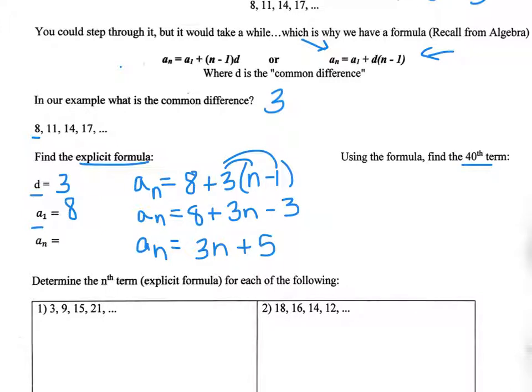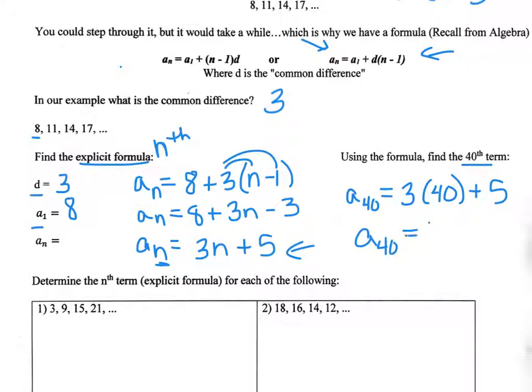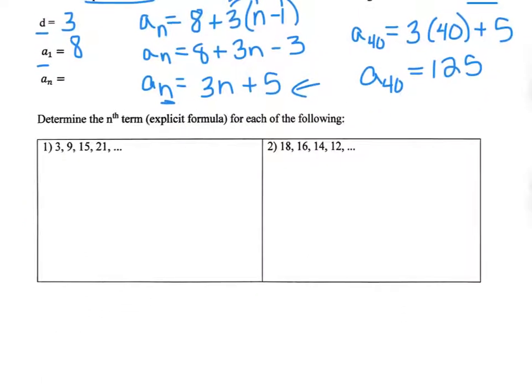What that means is it finds any nth term that I want. Sometimes it says find the nth term. It's not ninth, it's the nth. This is n, so explicit formula. If I use this to find my 40th term, just like we have in the past, 3 times 40 plus 5, just plug it right in. And without having to do the recursive piece, I now know that 125 is my 40th term.